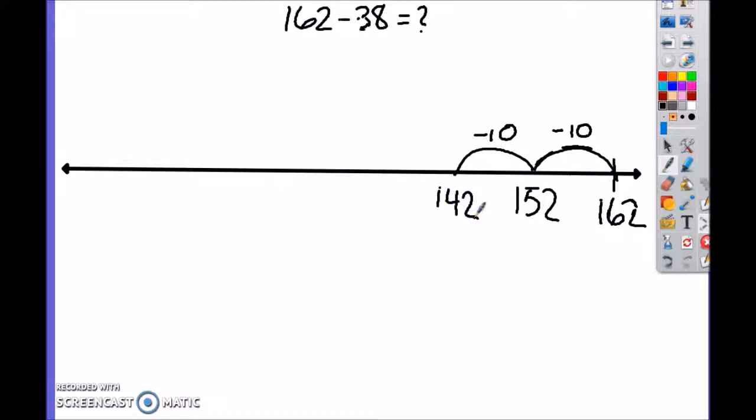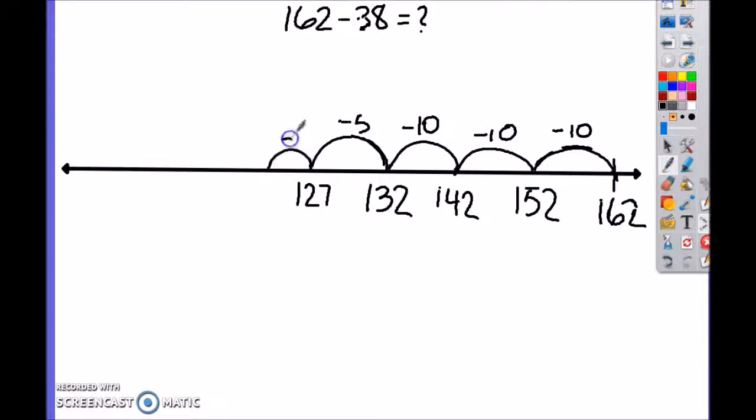We still haven't jumped 38 yet, so we still have to jump another 10. We're going to jump 10 to get the number 132. So far we've jumped back 30 from 162 to 152, 142, 132. We still haven't reached 38 yet. So what we can do now is go ahead and jump back a smaller portion and jump back 5. We jump back 5, we land at the number 127. So far we've jumped back from 162 to 152 to 142 to 132 and then back to 127.